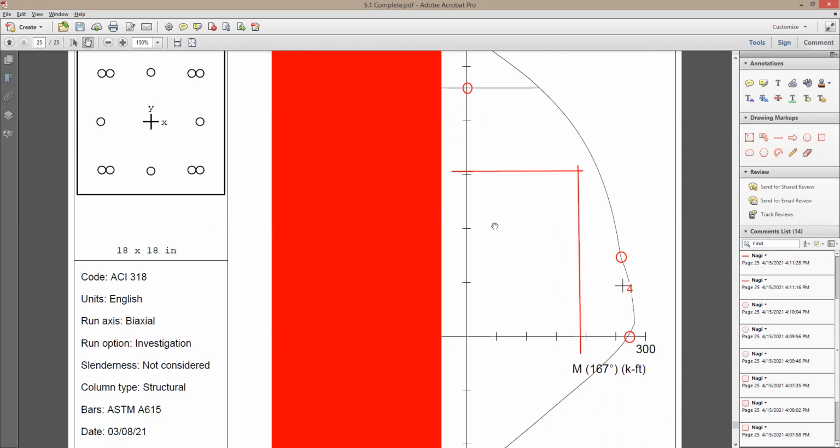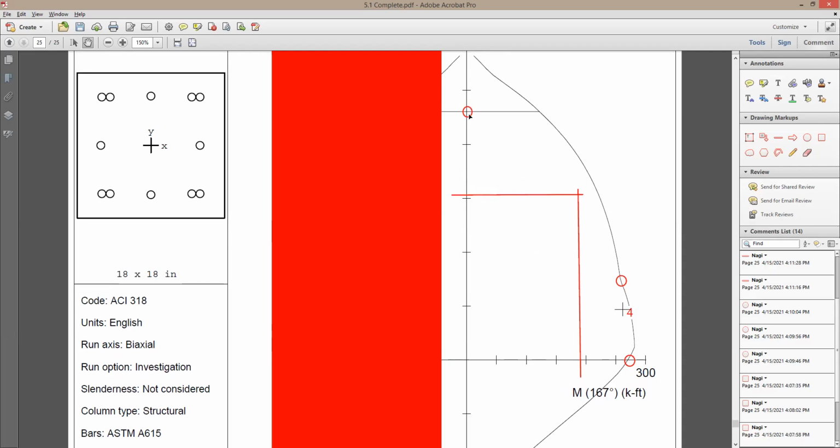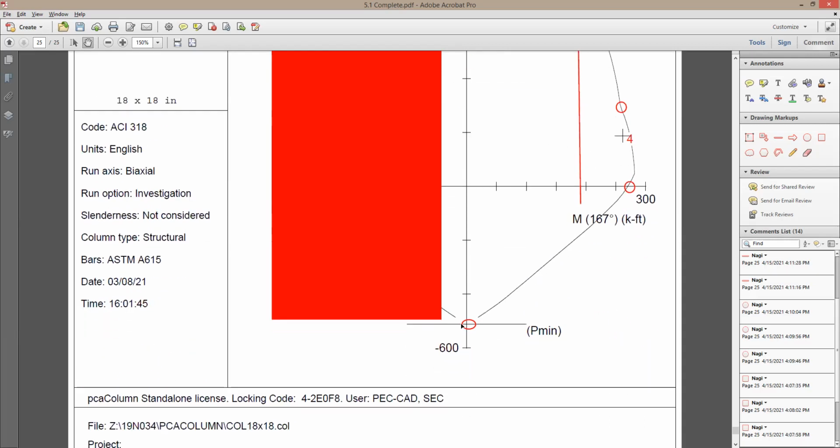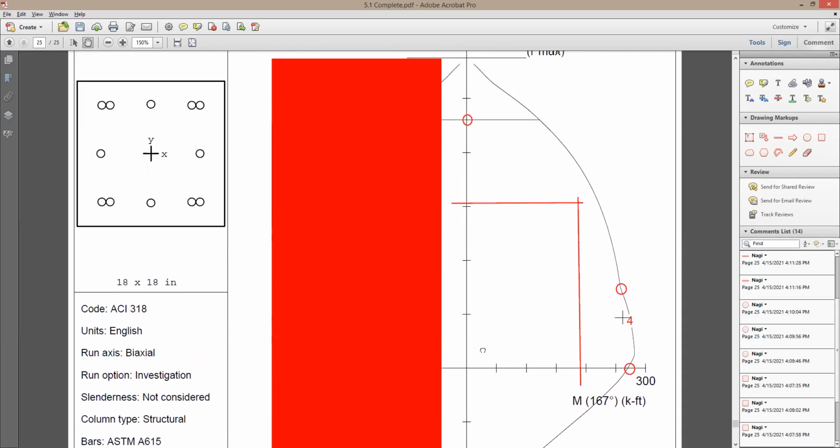If you remember the previous homework I gave you, the last one, the column with the interaction diagram, and I asked you a few questions. One of the questions is find out this point. The other question, find out this point here, which is the balance point. Another one, find out the tensile strength of the column if there's no moment acting on it. You guys recall this problem? Yes. Okay, this is going to be there in the exam.